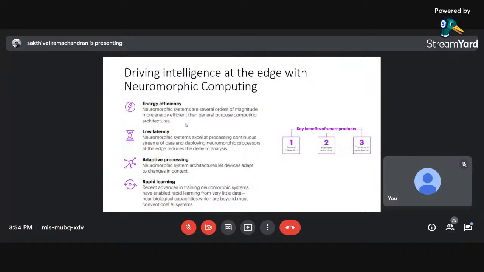So what are the advantages? It is efficient, low latency, adaptive processing, rapid learning. All these are the beauty of this neuromorphic computing. So the benefit is that it could be applied in all smart products, which could lead to natural interactions, increased autonomy, meaning it itself can take most of the decisions, and it can go for continuous optimization. In the sense, you can see that it can keep on improvising certain parameters so as to optimize metrics like throughput, power, speed, all this.